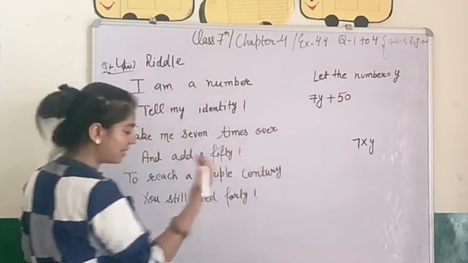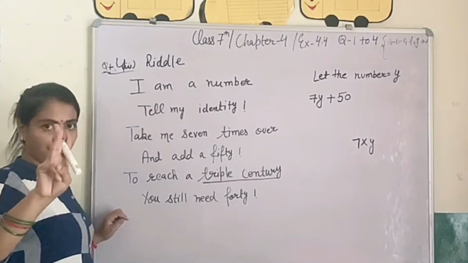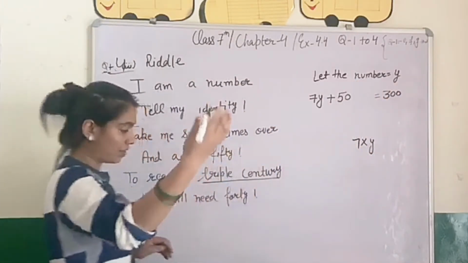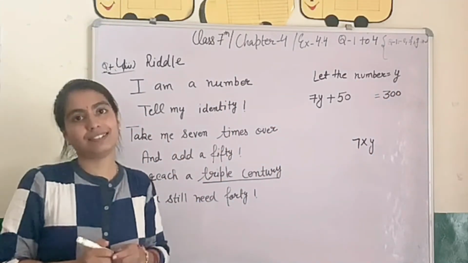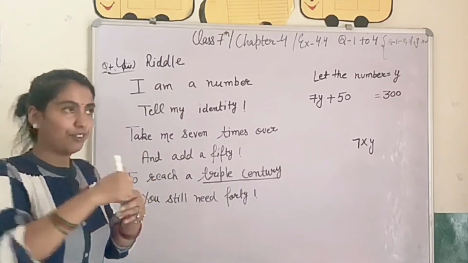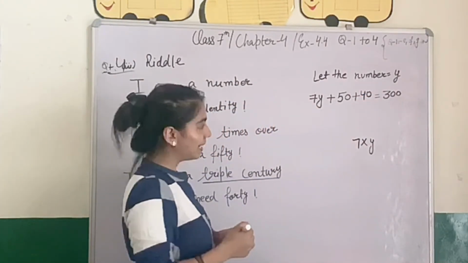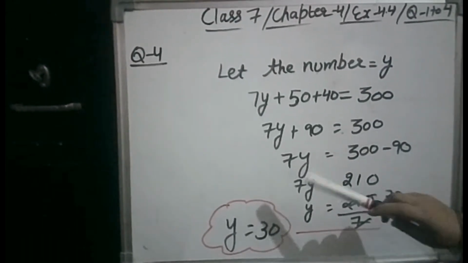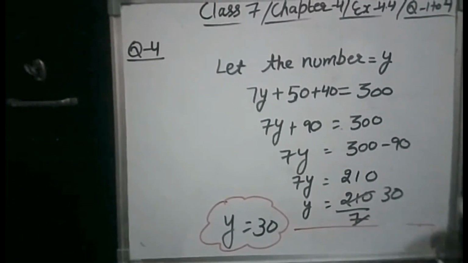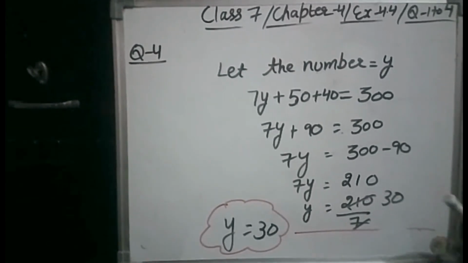Fine. Next line. You reach a triple century. Now triple century is 300. To reach 300, you still need 40, because you will add 40. You still need 40 that you will add. Right, student? 7y plus 50 plus 40, that is 90, which is equal to 300. The next steps are routine only. You have to solve by your own according to the given conditions.